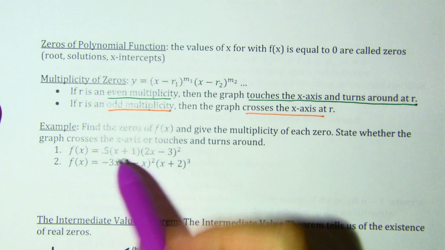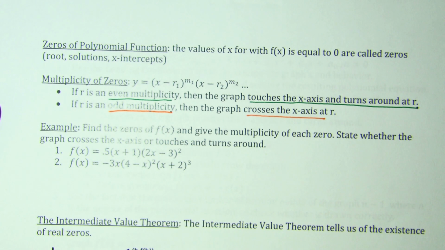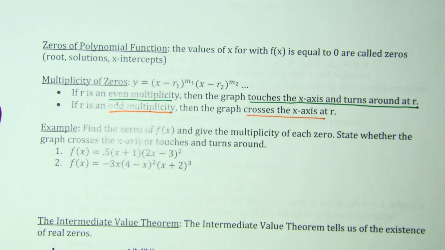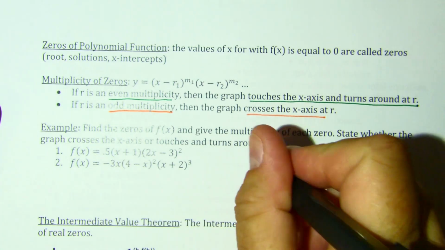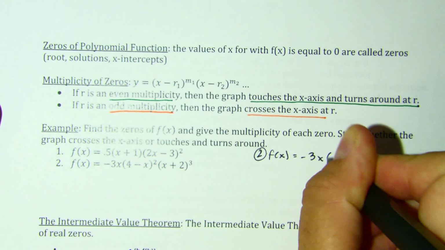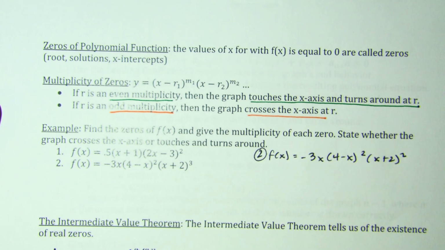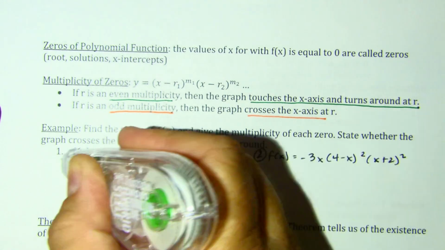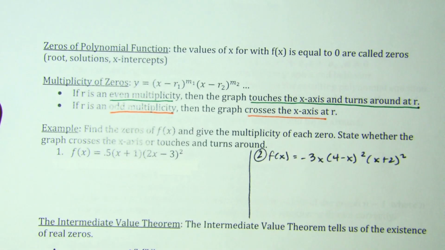So in these next two examples, it says, find the zeros of f of x, give the multiplicity of each zero, and state whether the graph crosses the x-axis or touches and turns around. So what we're going to do, I didn't leave very much space right here, but for number 2, let me rewrite it over here real quick actually. I'll go ahead and just wipe this out, creating some space there for both of those problems.